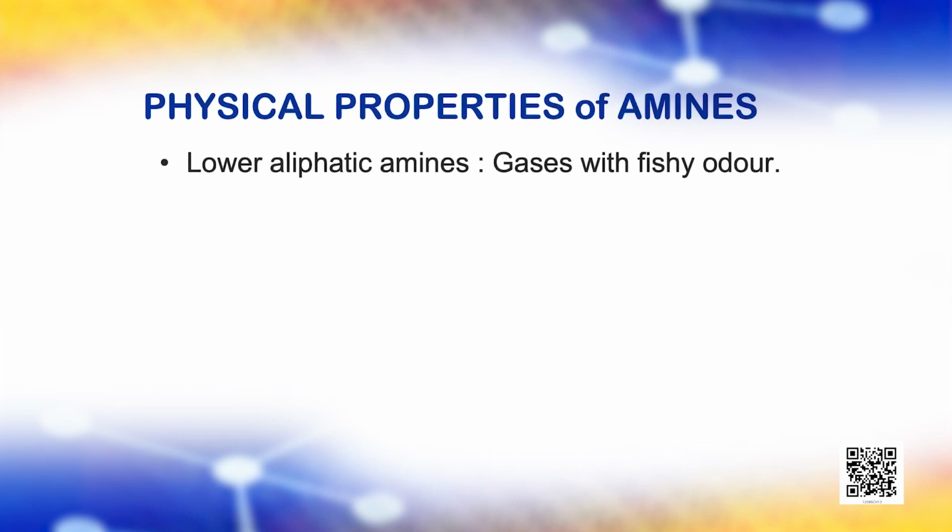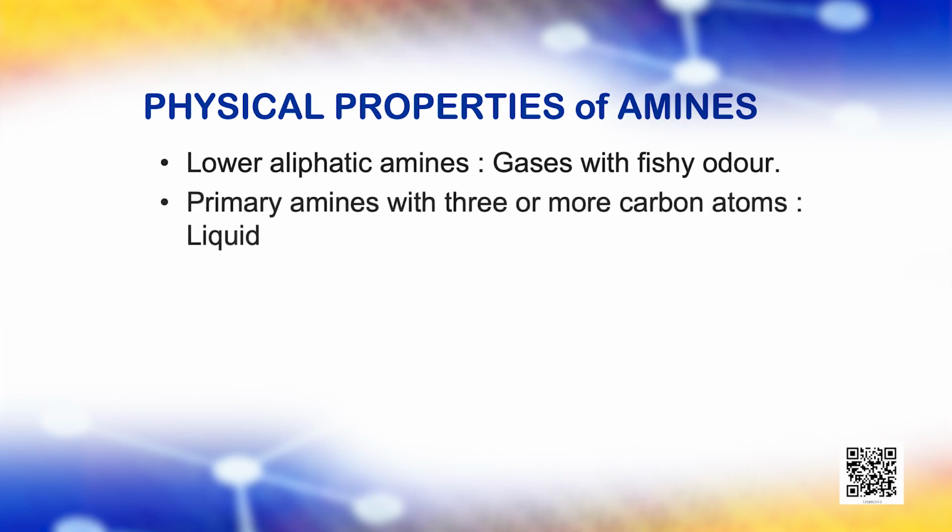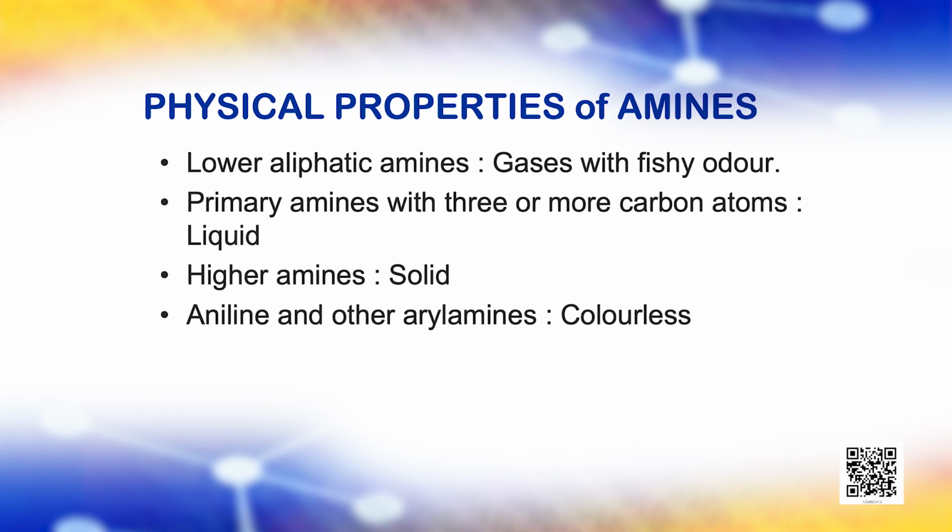Now let us understand the physical properties of amines. The lower aliphatic amines are gases with fishy odor. Primary amines with 3 or more carbon atoms are liquid and still higher ones are solid. Aniline and other aryl amines are usually colorless but get colored on storage due to atmospheric oxidation.